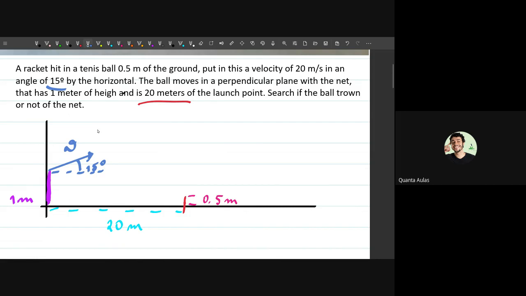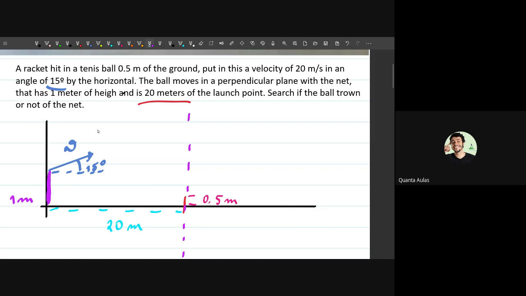Okay, so what's the problem here? We need to know the position of this ball at this point. What's the y position, the vertical position, at this point? So we need to look at this. How can I understand what the position is here?